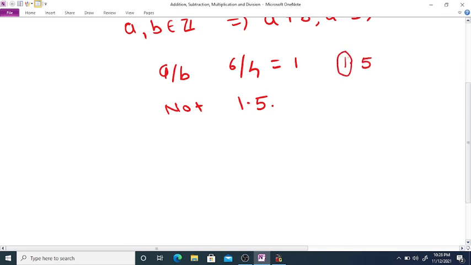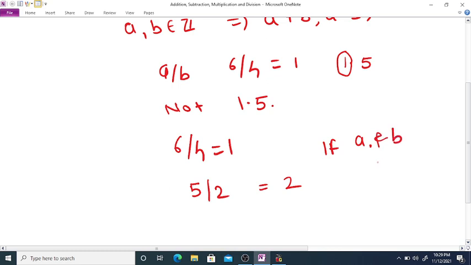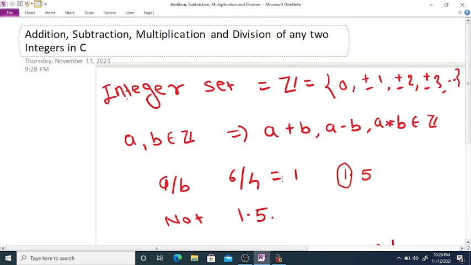Since in C a and b are integers, what is the integral part? It is 1. So if we divide 6 by 4, it is 1. Again, if we take one more example, 5 by 2, then it is equal to 2 if a and b are integers. So not 2.5, the answer is 2. Now we are going to determine addition, subtraction, multiplication and division of any two integers in C.